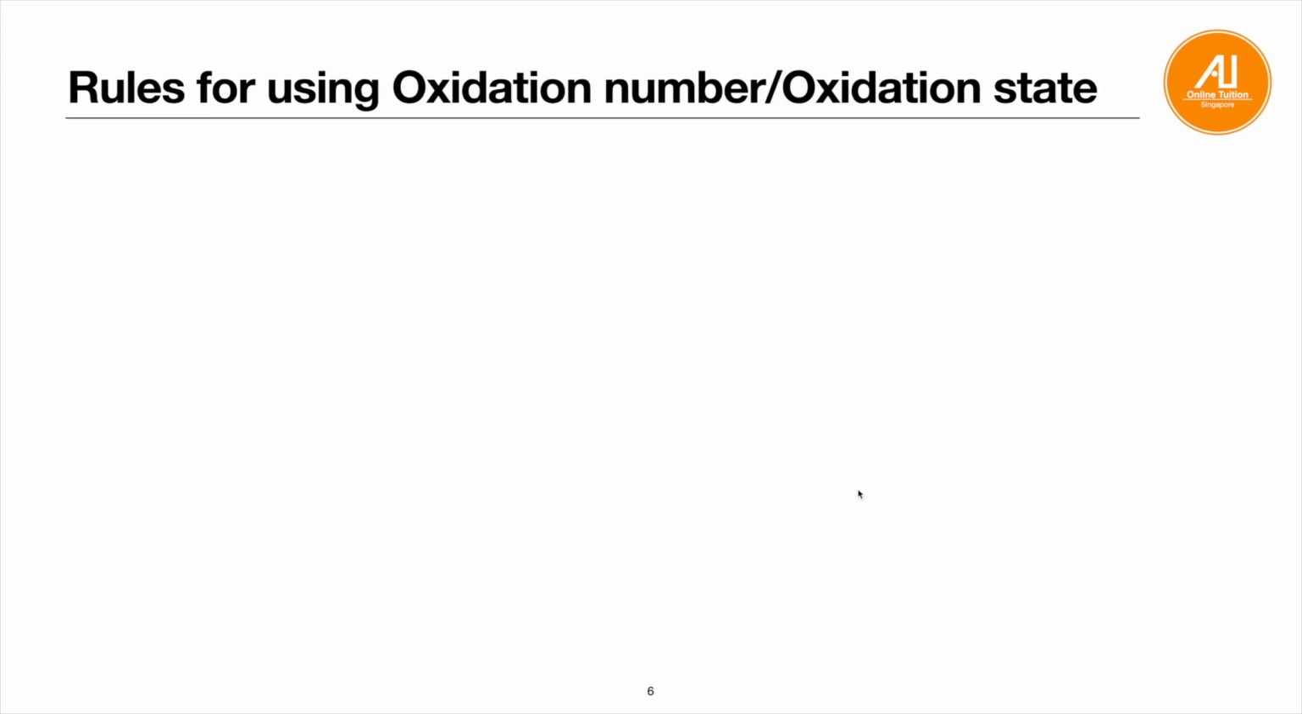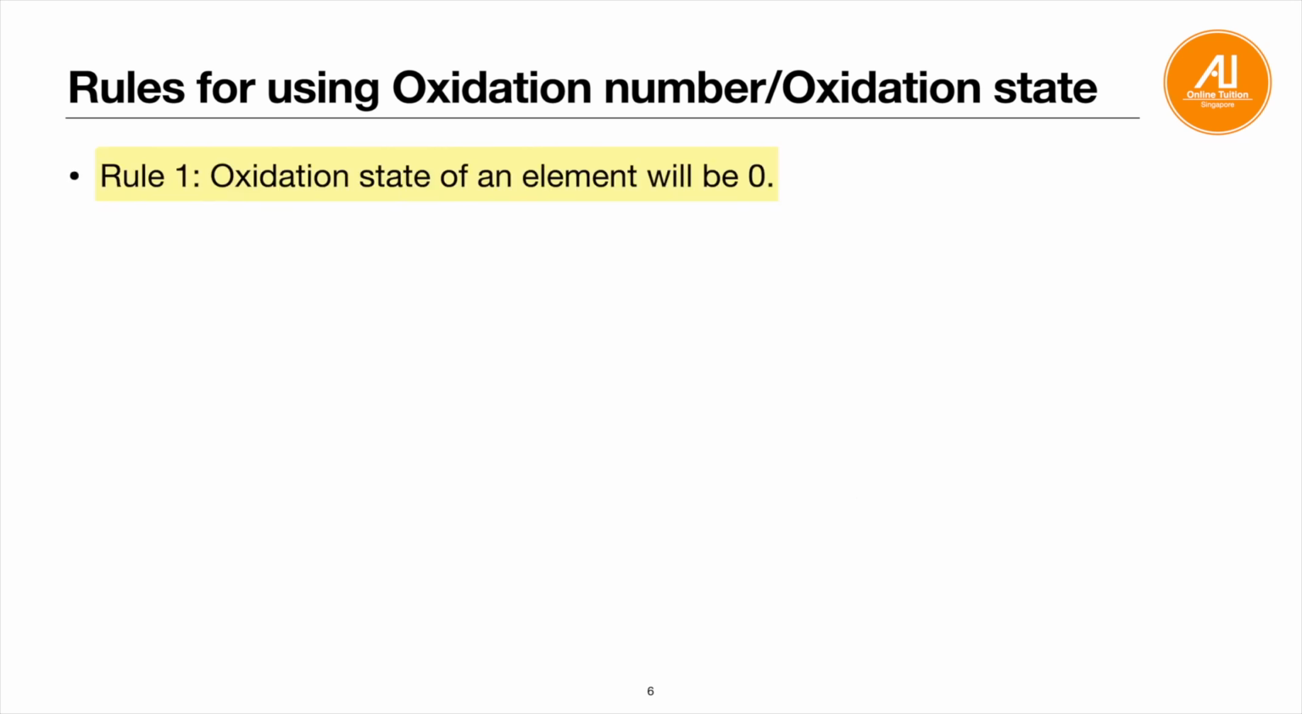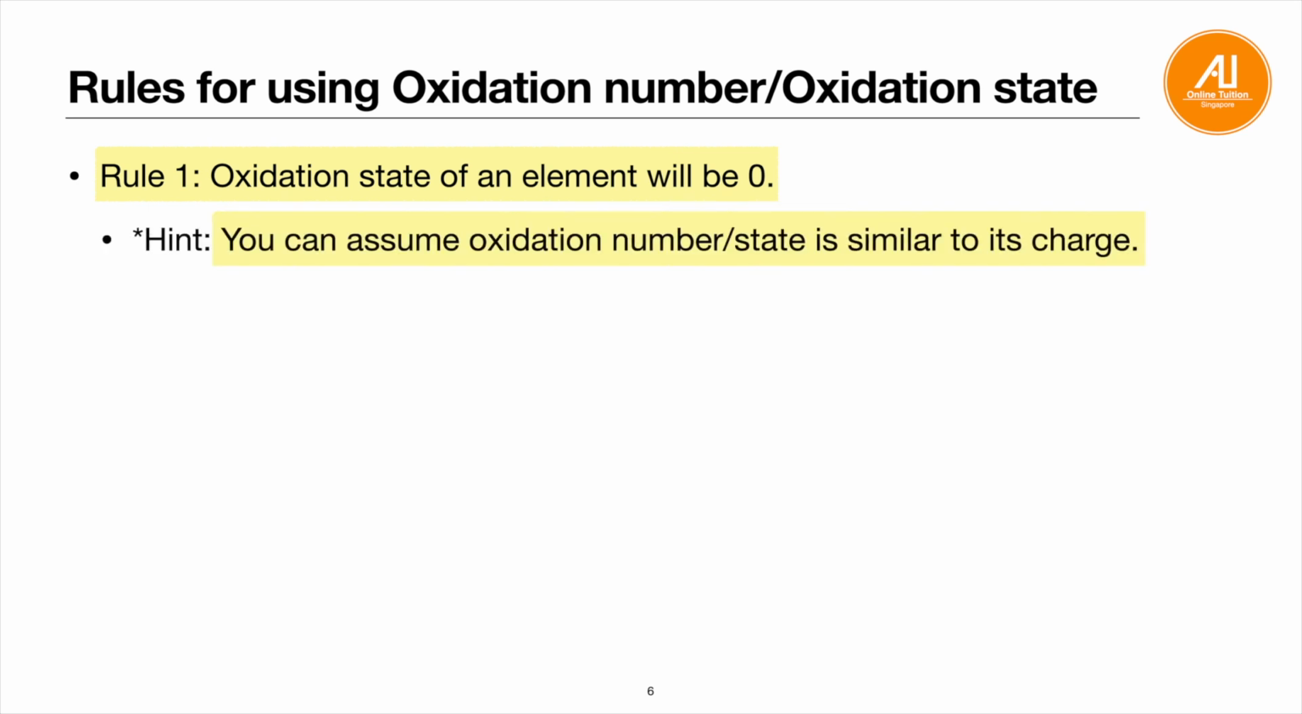The last one, which is the most important method, but before that, you have to learn some rules before you can use oxidation number to determine a redox reaction. The first rule is important, so that's why it's highlighted for you. Rule 1: the oxidation state of an element is 0. A hint to remember this is that oxidation state is very similar to its charge. Let's look at some examples.